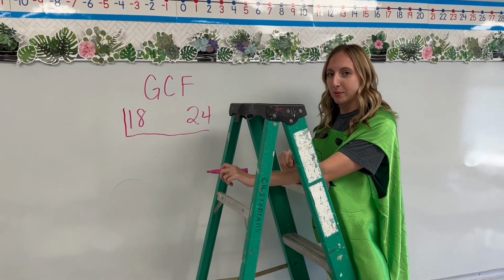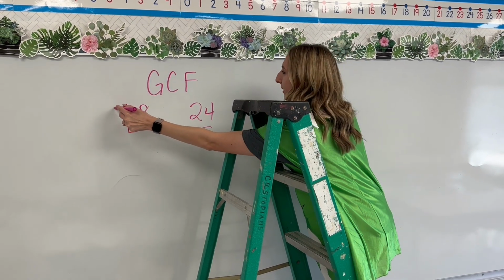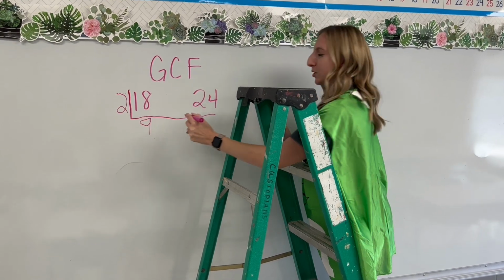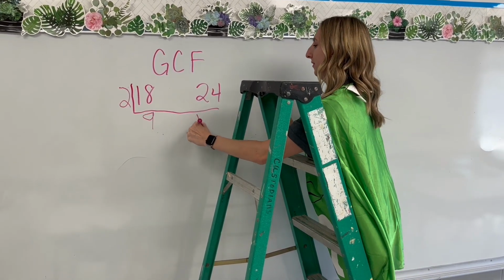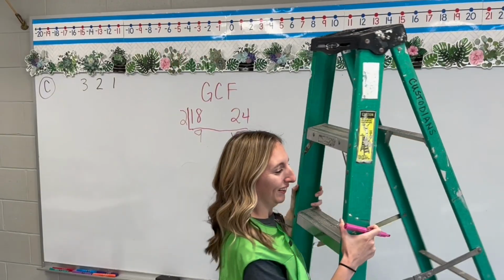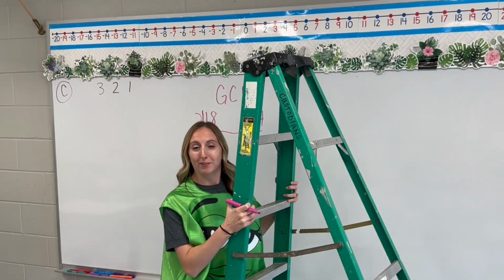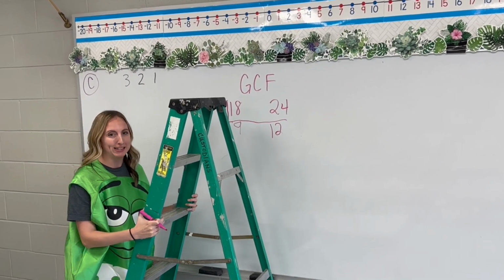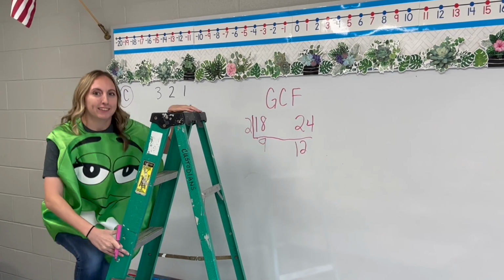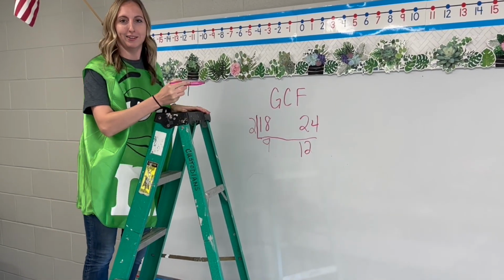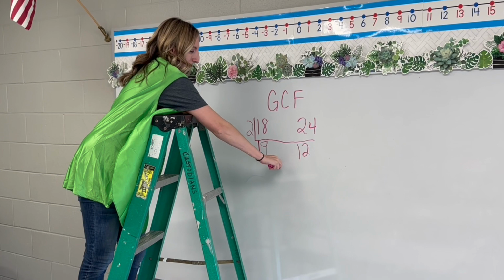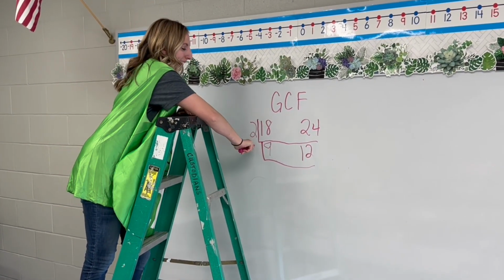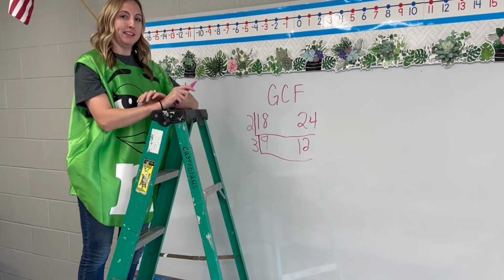Both of these numbers are divisible by 2, so we're going to write our 2 on the outside of the ladder. 18 divided by 2 is 9, and 24 divided by 2 is 12. Okay, so 9 and 12 are also both divisible by the same number, and that is 3. We are going to extend a step of our ladder underneath the 9 and 12. And then, since they can both divide by 3, we're going to write the 3 on the outside of the ladder. And then just divide.